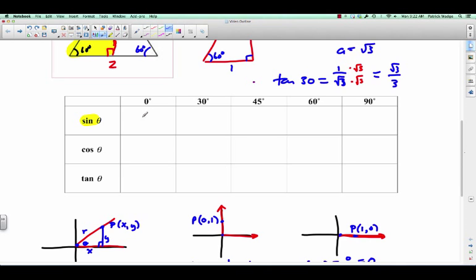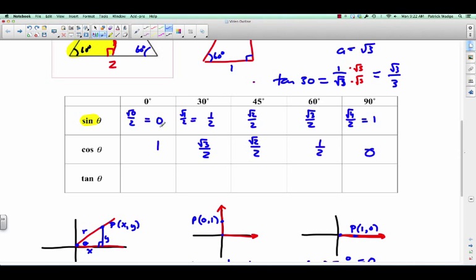I start with sine, and I go square root of 0 over 2, which is just 0. And then I do the square root of 1 over 2. Square root of 1 is 1, so 1 over 2. The next one's the square root of 2 over 2. Can't do anything, keep it. Square root of 3 over 2. Can't do anything, keep it. Square root of 4 over 2. Well, the square root of 4 is 2, and 2 over 2 is 1. Now I just write them in the opposite order. So 0, 1 half, root 2 over 2, root 3 over 2, and 1.